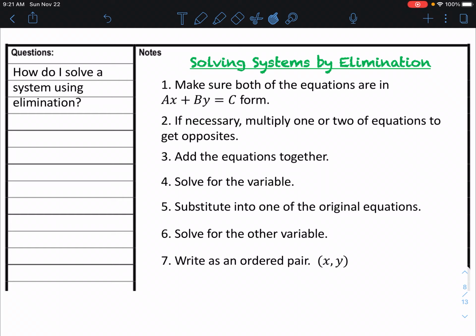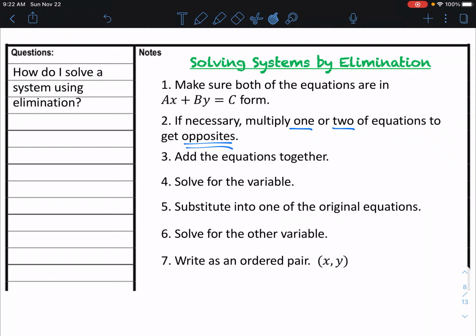Okay, how do we solve systems by elimination? These are the steps. You want to use elimination when you see both equations are in standard form, which is ax plus by equals c. In other words, x and y are on the same side. Then you want to apply this. And then in order to get this to work out, you're probably going to have to multiply one or both of the equations. And really you want to try to get opposites of each other. And then you add them together. This should eliminate a variable and then solve for that variable. Then you'll substitute in to find the other variable and write it as an ordered pair.